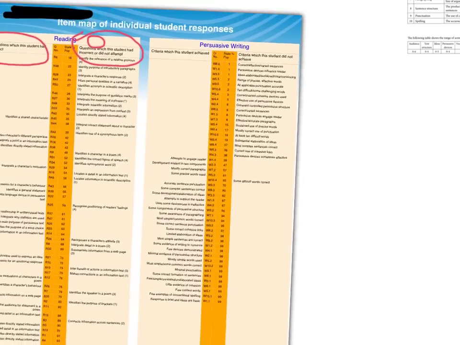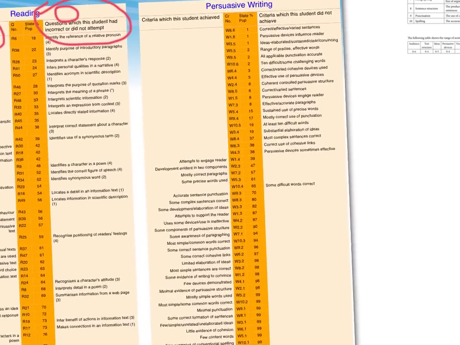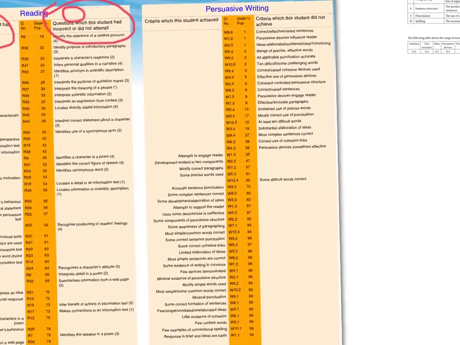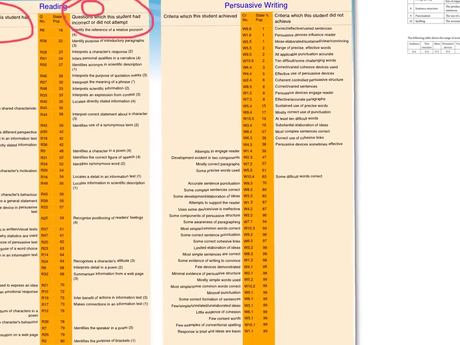This year you were also assessed on persuasive writing, and I want to have a look at that now because this is actually quite a complicated column. There's a lot of useful information in here, but you really need to understand what you're looking at. So we're going to start by looking at the persuasive writing column and how it's similar to the reading column, and then I'll talk to you about some of the differences.